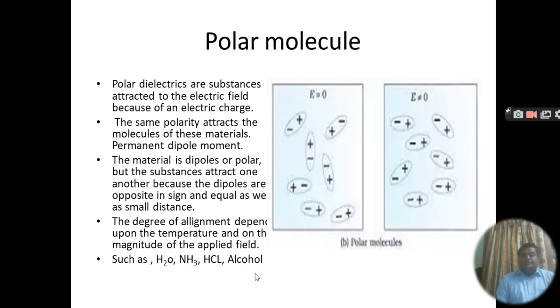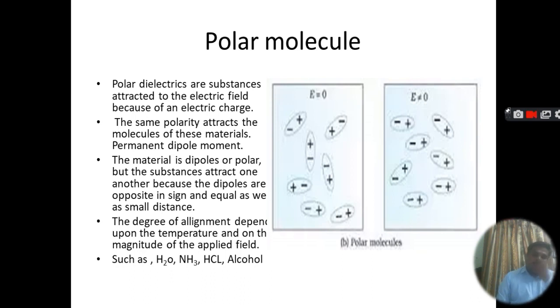H2O, NH3, HCl and alcohol. These are examples of polar molecules. A very important condition: when an electric field is applied, the direction of the electric field is from the positive terminal to the negative terminal. But what is the dipole moment direction? Negative terminal to positive terminal. It means the opposite direction. Okay.